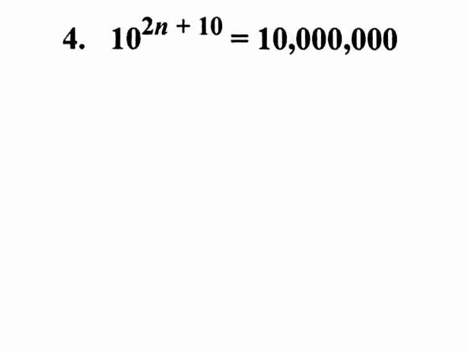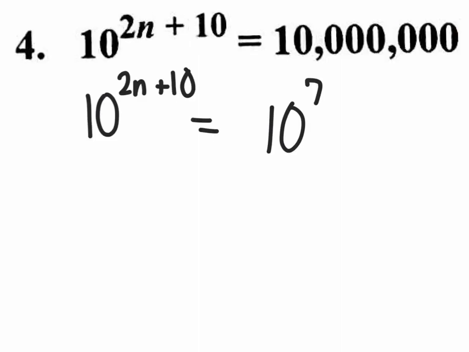It would be great to have the same base, which we could change both to base 10. The first one's already base 10. The second one could be rewritten as 10 to the power of 1, 2, 3, 4, 5, 6, 7: 10 to the 7th. And of course, now that we have the same base, we could apply a common log to both sides so that the bases cancel out and the exponents come down, and you have your simple equation.